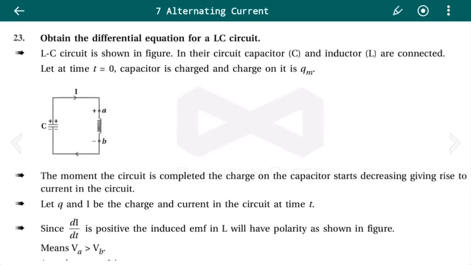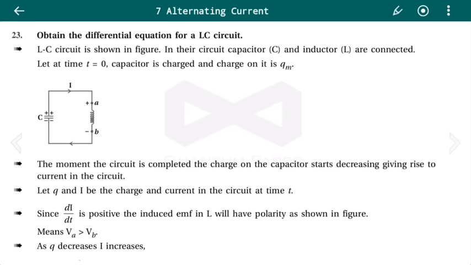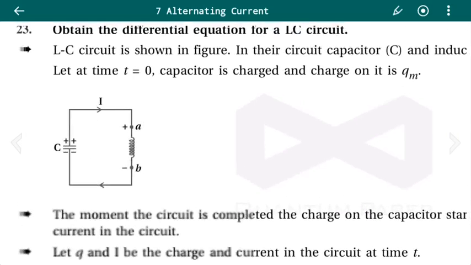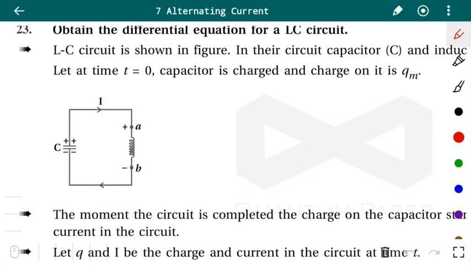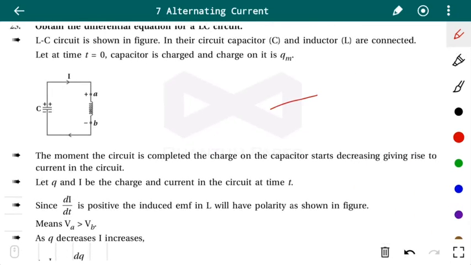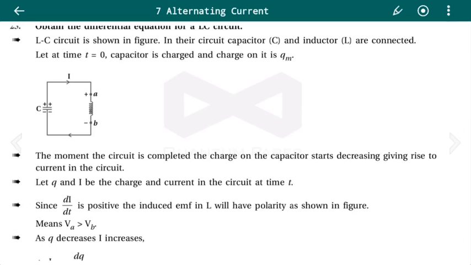The moment the circuit is completed, the charge on the capacitor starts decreasing, giving rise to a current in the circuit. That means when the capacitor is fully charged and the circuit is open, the charge will not flow. But as soon as the circuit is completed, as soon as there is a closed path, the charges from the capacitor start to flow, and this flow of charges is called the current. The charge on the capacitor starts decreasing, which we call discharging of the capacitor, and this discharging gives rise to the current.